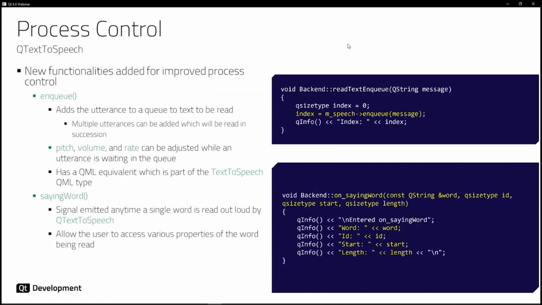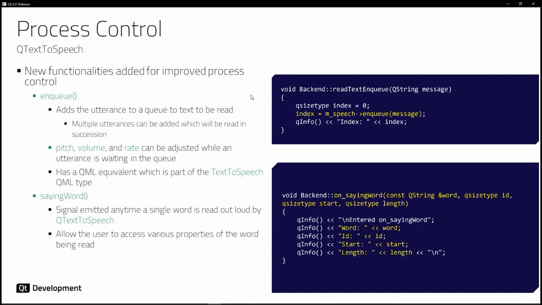All right, finally, we have better process control as part of the update. So some new functionalities are for improved process control, and this comes in the form of the enqueue function. So this will add the utterance to a queue to be read.